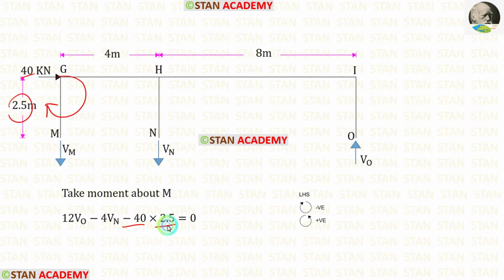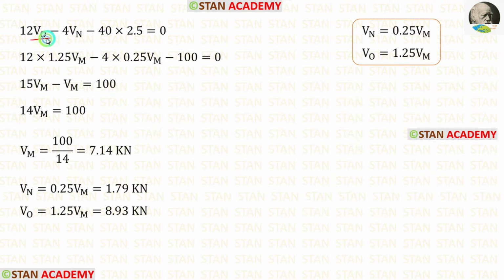distance is 2.5. For Vo, we can apply 1.25 Vm. For Vn, we can apply 0.25 Vm. Minus 40 into 2.5, we will get minus 100. We can take 100 on the other side, so it will become positive. When we multiply these two values, we will get these. And when we multiply these two values, we will get these. When we add these two values, we will get 14 Vm.